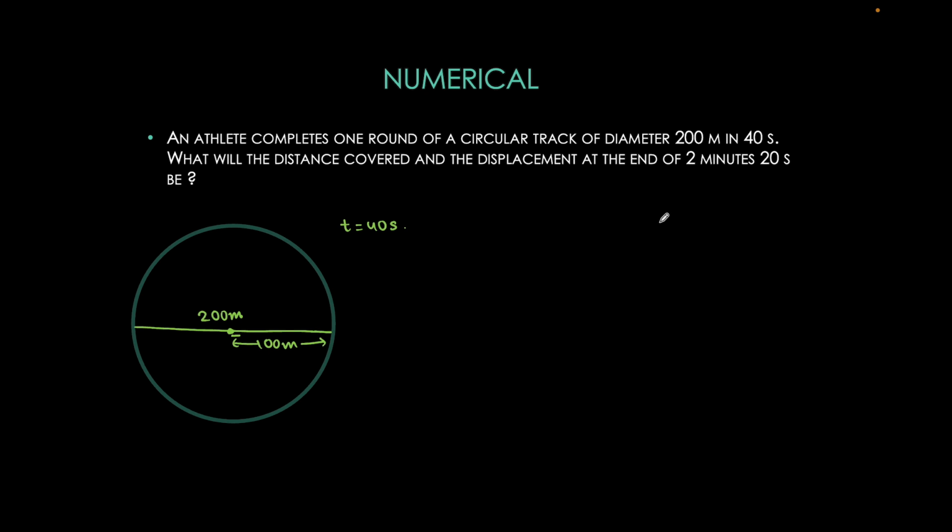The first and foremost thing to be done here is always consider SI units for any numerical. In this numerical, it is given 2 minutes and 20 seconds. But always remember that the SI unit of time is second, and the SI unit of length is meter. So in this case, the length is given in meter, which is okay, but the time is given in minutes. So we need to convert it into the SI unit. SI unit is basically the International System of Units.